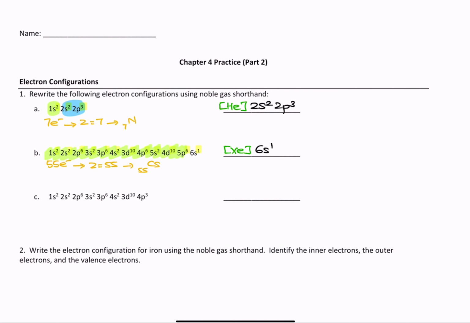For the last one, we can do the same thing. We're going to count our electrons 2, 2, 6, 2, 6, 2, 10, and 3 for a total of 33 electrons, Z equals 33. Therefore, here we are looking at arsenic. And the noble gas in the period before arsenic is argon with 18 electrons. So we have here 18 inner electrons, and we're going to copy the 4s2, the 3d10, and the 4p3 that are our outer electrons.